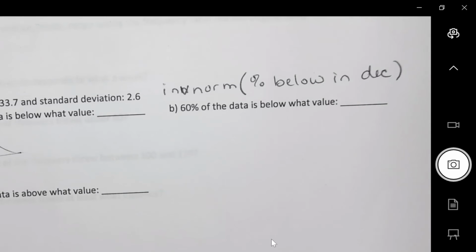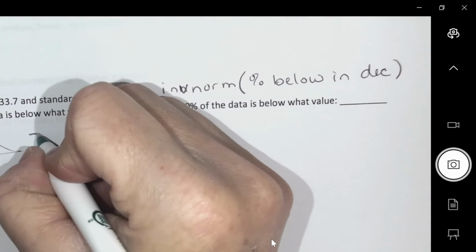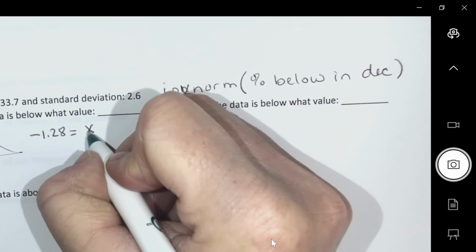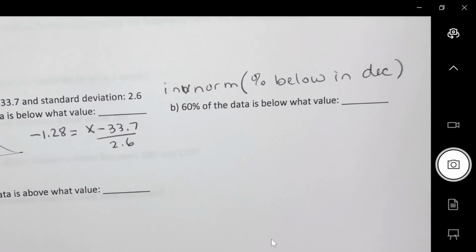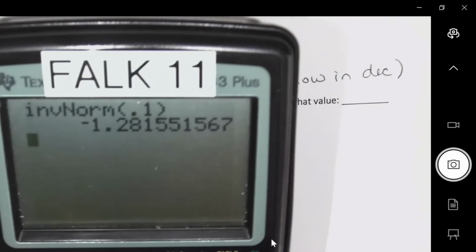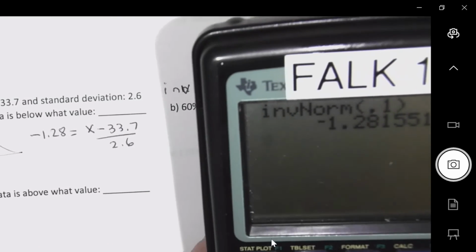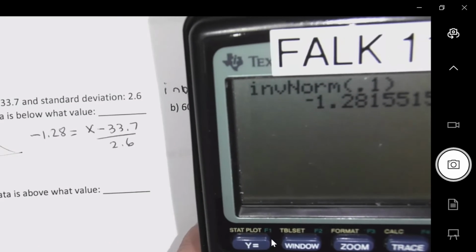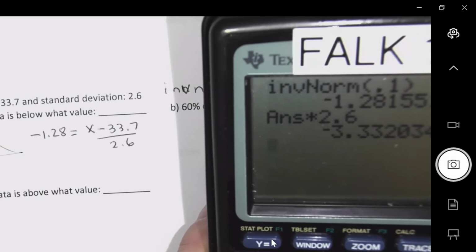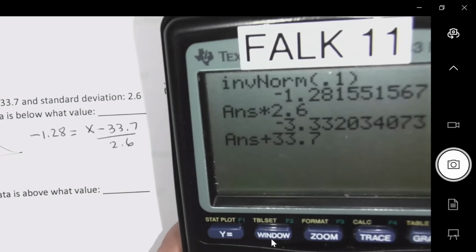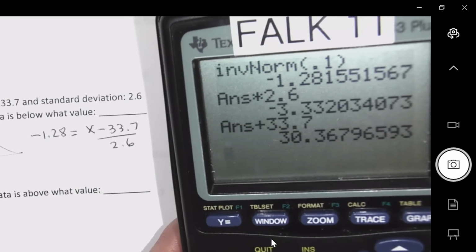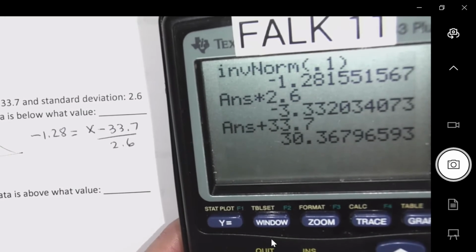Now I got to get that z-score back to my score. Do you remember how to do that with the formula? So negative 1.28 equals my score minus mean over standard. Okay, so I have it on there. I'm going to times by 2.6, add 33.7. Okay, and I didn't do any rounding, I just left it on there, so I times by 2.6 and then added. So 30.4.